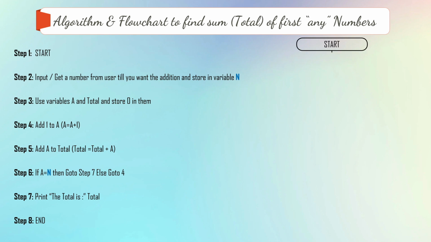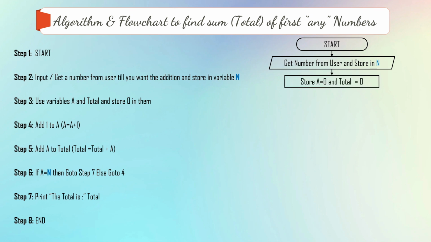So the first step is start. Second is input the number from the user and store it in n. Then let us get variables a and total and store 0 in them. Now this is not an input, right? This is processing. So it will come in a rectangular box. This is input. So it will come in a parallelogram. This is again processing, right?